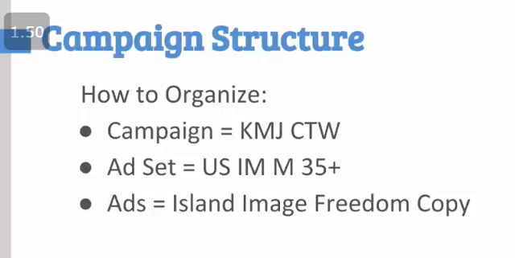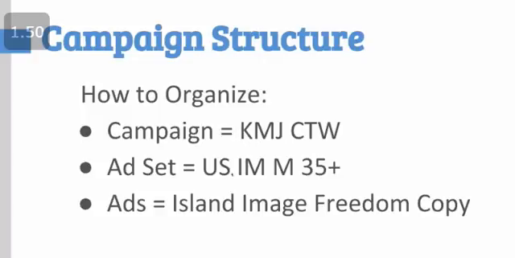So this is just an example of how I would organize. If my brand was Kill My Job, I may call my campaign KMJ, CTW. KMJ, Kill My Job, click the website. If I was advertising another brand, I might have a little acronym for it, or I could write it all out, but I like to just save room when I'm naming these campaigns. So it's KMJ, click the website. This is just a nice way for me to name the campaign something simple. So there's the brand, there's the objective.